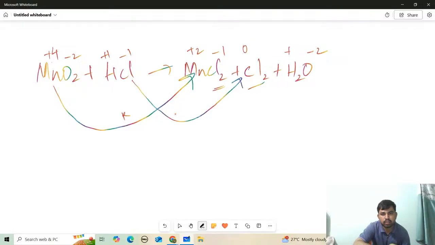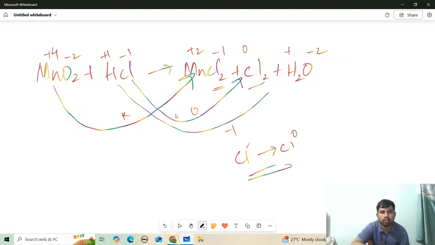Where chlorine is minus one. So minus one to chlorine 0. So what can we say about minus 1 to 0? It is called oxidation. Similarly, you see hydrogen is the same only. Hydrogen is positive, they are also positive only. O is minus 2, it also O is minus 2 only.